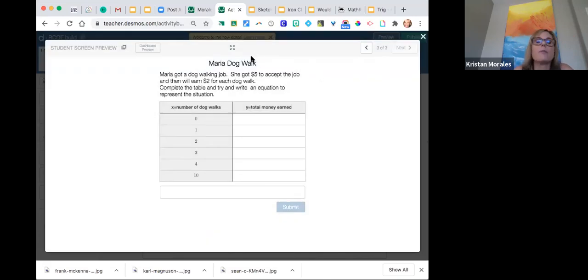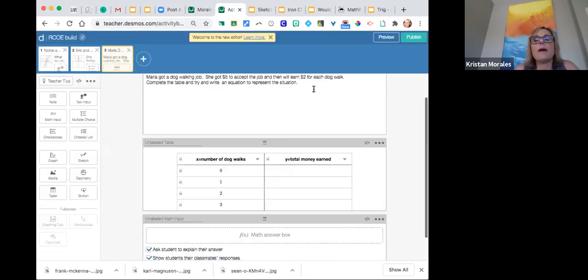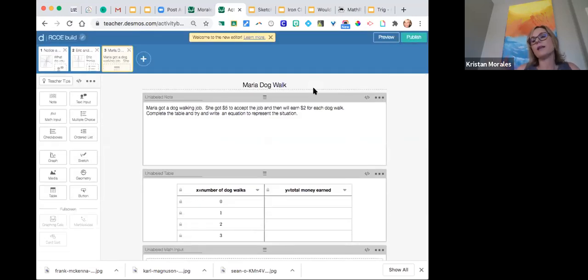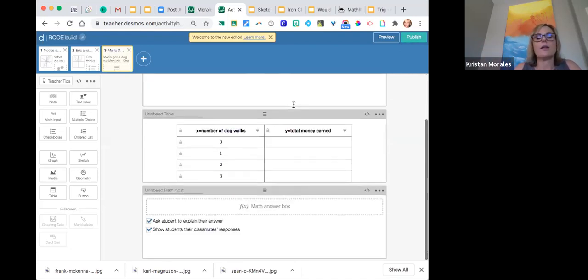There you go. I got my title, I got my little word problem, fill in the table and a place to write what you think the equation is. And I know in math, we do a lot of problems like that. So it's a simple way to see what students are thinking about a math situation and if they can make that connection between the words, the table, and that equation.